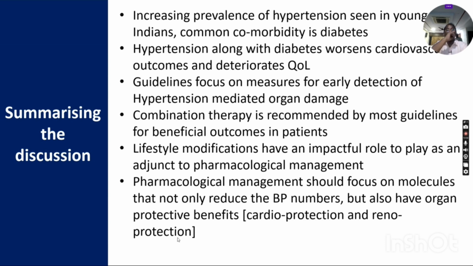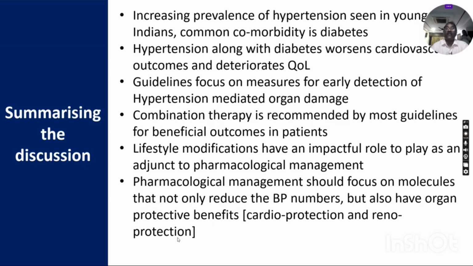So summarizing the discussion, we see increasing prevalence of hypertension in young Indians, and the commonest comorbidity is diabetes. And of course, most young Indians with hypertension and diabetes are also smokers, obese, and have a strong family history of cardiovascular diseases. So these are very, very important groups. One should be very careful in dealing with this population. Hypertension along with diabetes worsens the cardiovascular outcomes and deteriorates the quality of life. All the complications of diabetes will be multiplied in the presence of hypertension.